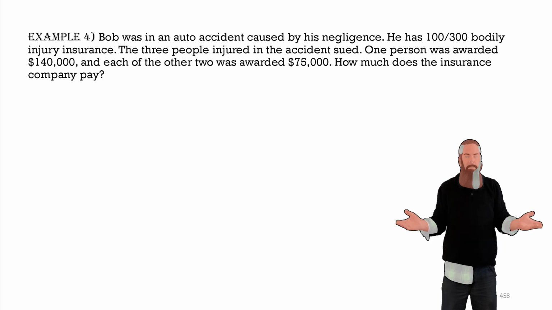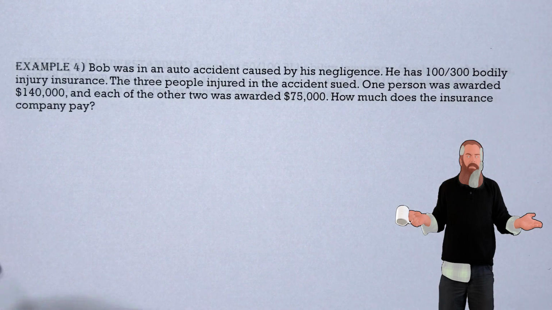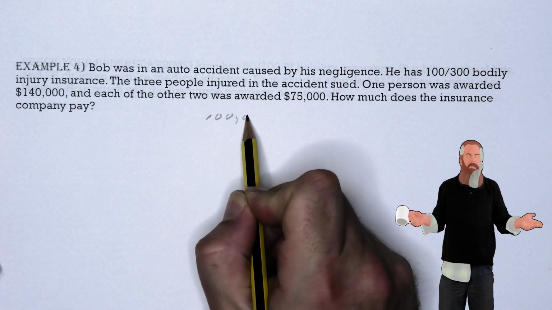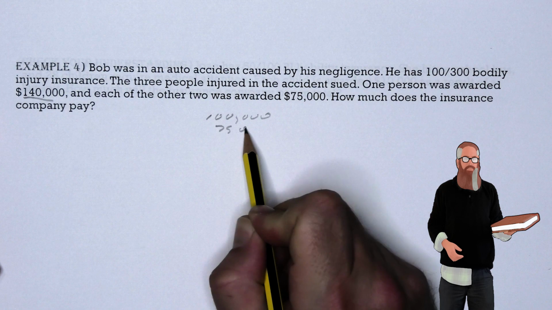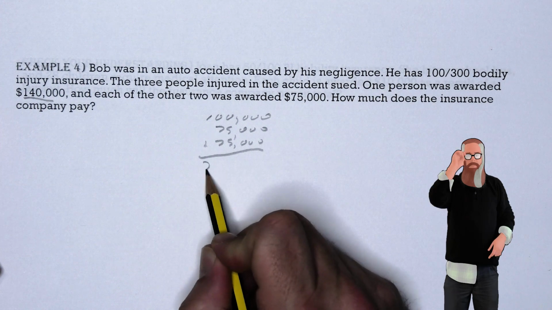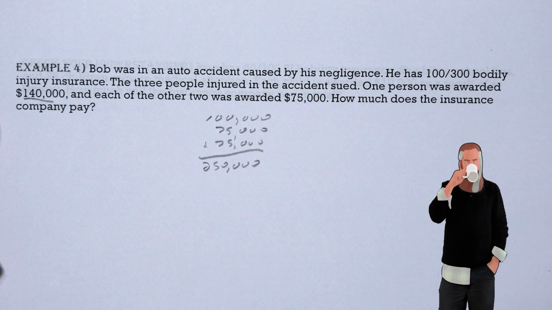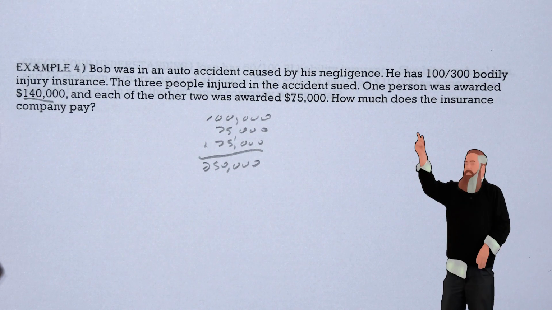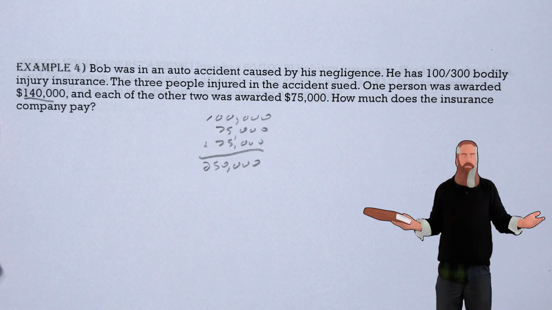The other two injured persons were awarded a total of $150,000. Each was under $100,000. The most Bob's company would pay out for bodily injury is $300,000. So if we take the $100,000 that'll be paid out to the one that won $140,000, and the $75,000 that was awarded to each of the other two, and add all of those up, we get $250,000. Since $250,000 is less than $300,000, the insurance company pays $250,000. The remaining $40,000 owed to one of the injured is Bob's responsibility.